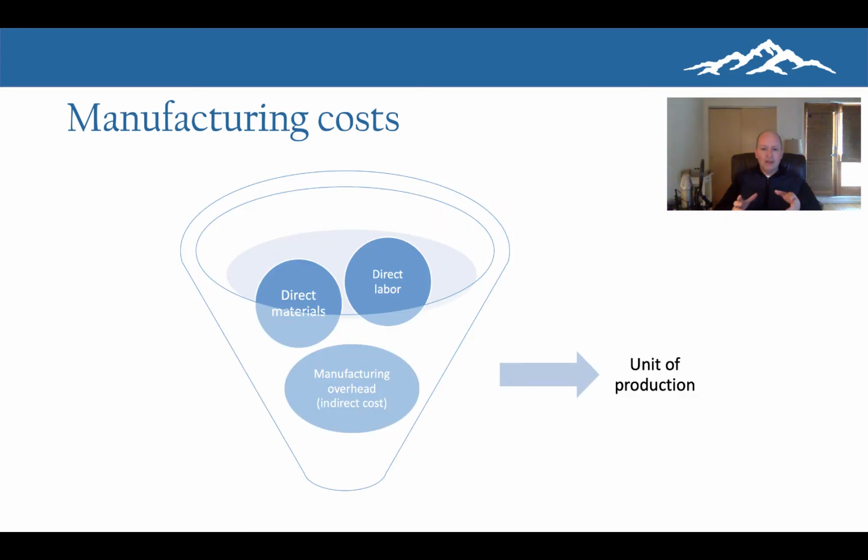So when you think about it in your mind, it's kind of like a funnel, right? You throw in direct material, you throw in direct labor, your indirect costs get put into manufacturing overhead, and at the end of the day, you come up with a unit of production. So every cost in your funnel should be involved in creating a unit of production, whether directly or indirectly.